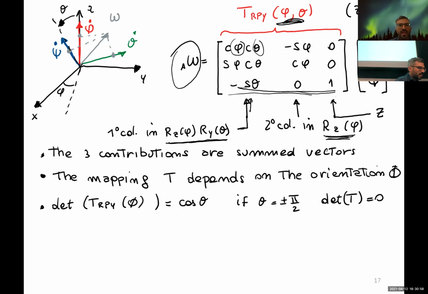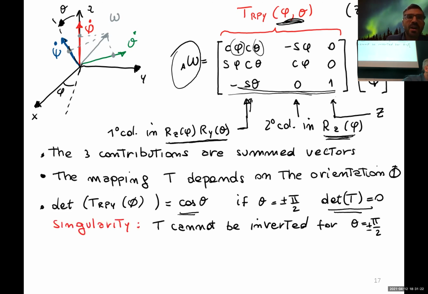And if we take the determinant of this matrix, we get cosine theta. And this means that for theta equal to plus minus 90 degrees, the determinant goes to 0. And this means that we are not able to define the mapping between Euler rates and omega. This is called a singularity for this Euler rates to omega representation, because T cannot be inverted for this situation, where cosine theta is 0, which means again the same singular situation as in the previous mapping that we saw. So also at the velocity level we have this singularity.